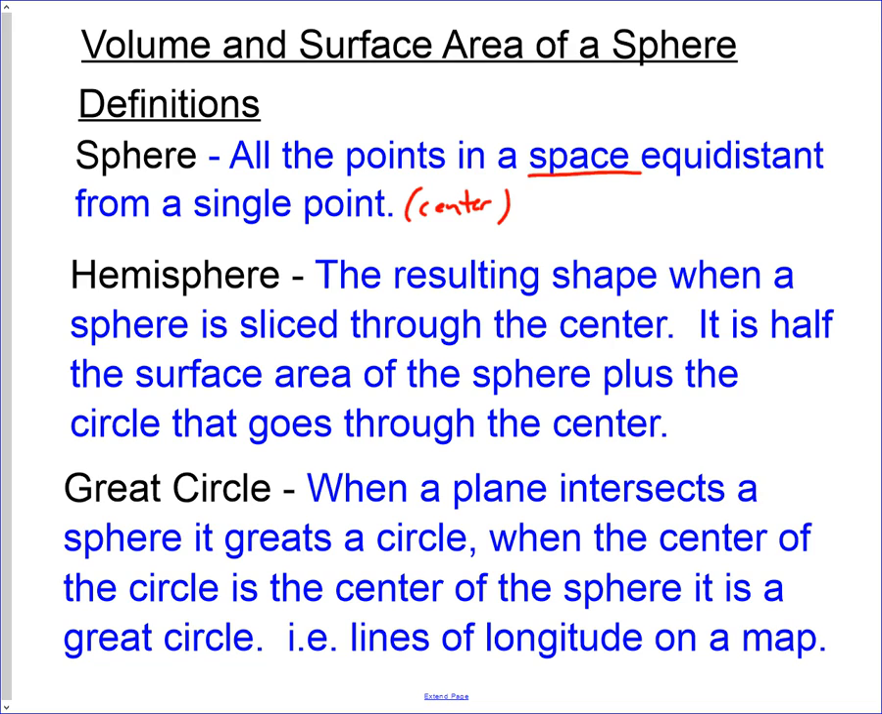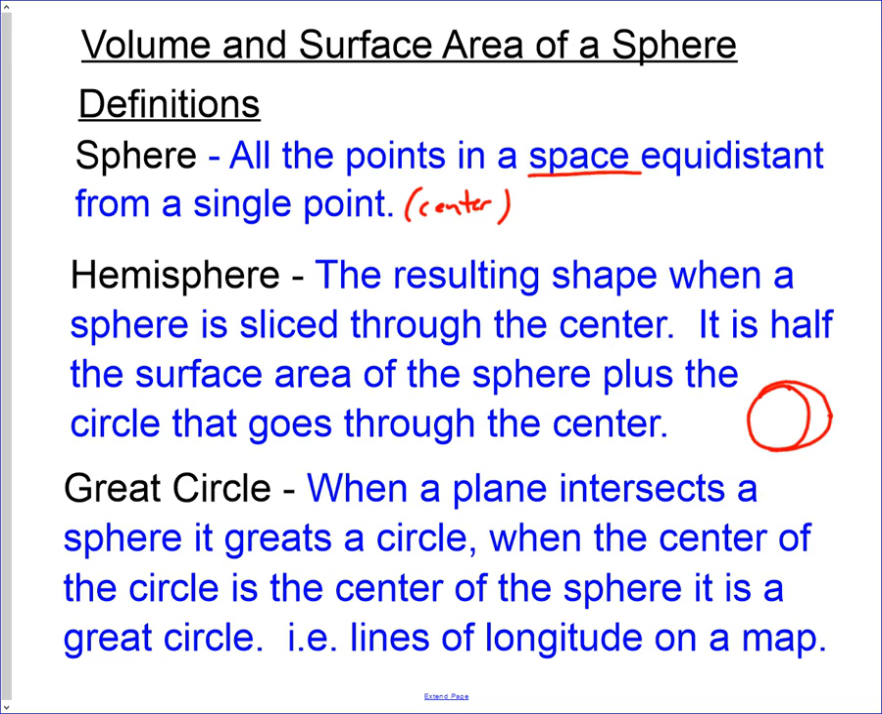A hemisphere is half of a sphere. But when you think about cutting a sphere in half, it is a plane that goes through the center, and what's created, if we think about it, is just a circle. If this is our hemisphere, something like that, you can see that it just turns out to be a circle that you're looking at when you find a hemisphere. So it is half the surface area of the sphere plus the circle that is cut off. So you just think about the radius.